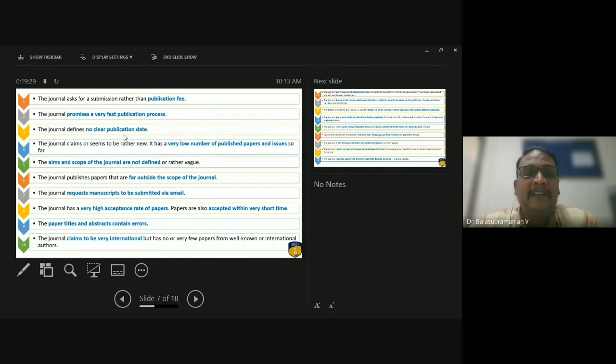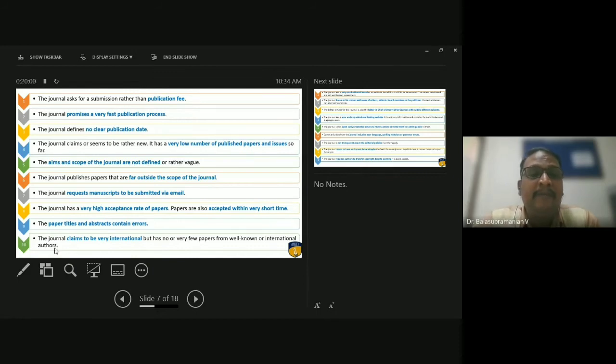They don't have any restriction, whether it is a monthly or a quarterly journal. And there is a very low number of published papers and issues in the journal. If you see the website, you can clearly understand there is a limited number of issues and published papers, and there are no clear aims and scope of the journal, or they are not defined.